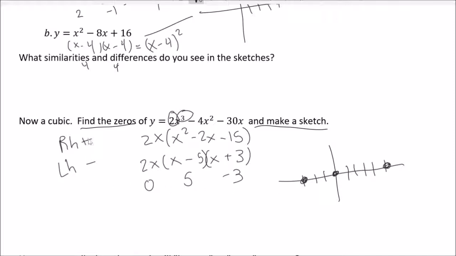Right-hand end behavior is positive, so I'm starting up high. I'm going to come down, go through there, come up through that one, and then dip back down. Okay, and there it is.